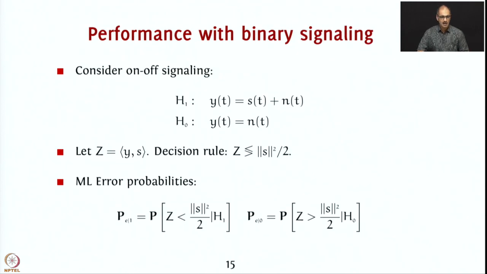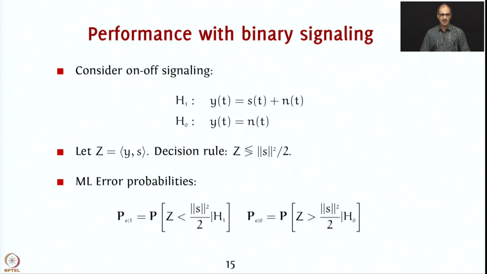Let's look at a very quick example. If we consider on-off signaling, your Y of t is essentially S of t plus N of t, and if you send nothing, your Y of t is N of t. So hypothesis 1 is that some signal was sent, hypothesis 0 is that nothing was sent. So in this particular case of binary signaling, we are considering on-off signaling, so there's either something sent or nothing sent. Let's compute a statistic Z, which is the inner product of Y and S.